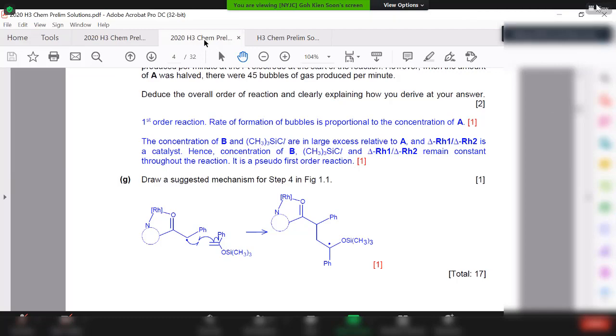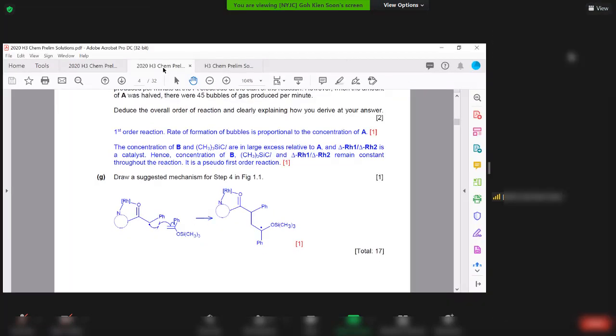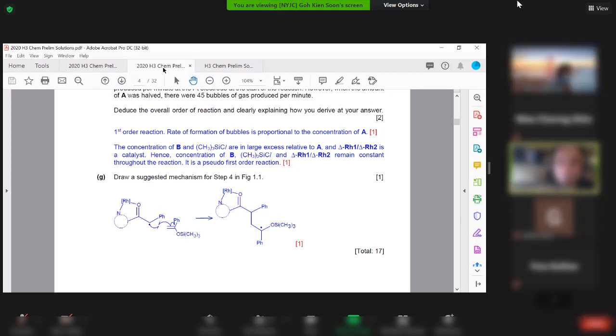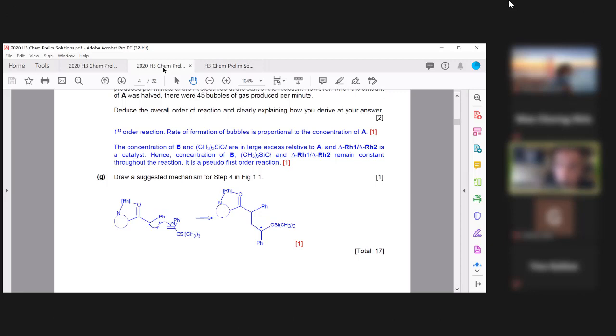And when we craft questions, just let our ideas run wild. Try to link as much back to the H2 syllabus where the students are familiar, right? Get them to use things that they have learned and link back to what they see in the paper. Okay. Yeah. So yes, that's all I have to share.